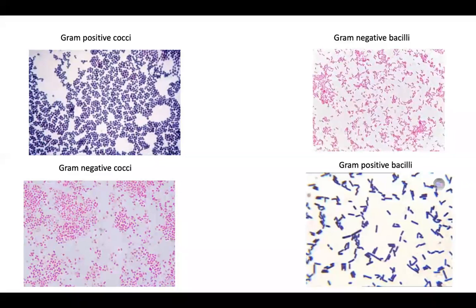What you need to remember at this stage are the colors of the gram-positive bacteria and the gram-negative bacteria and what they appear like on a light microscope. So this is using a light microscope.